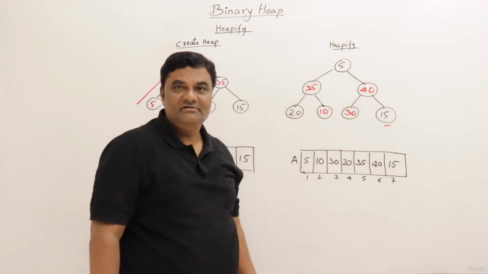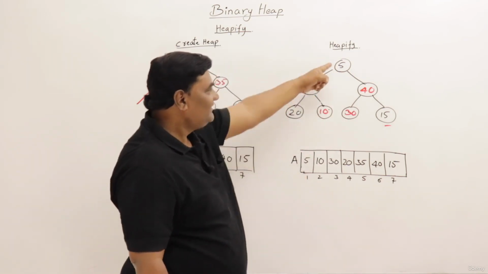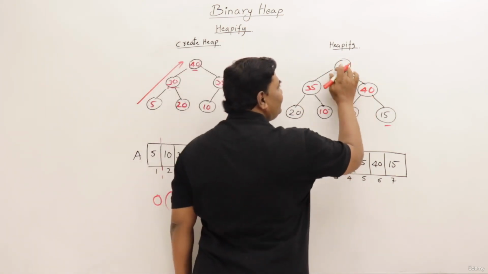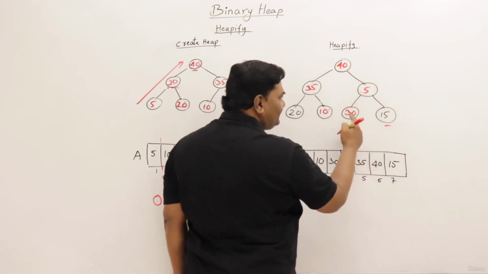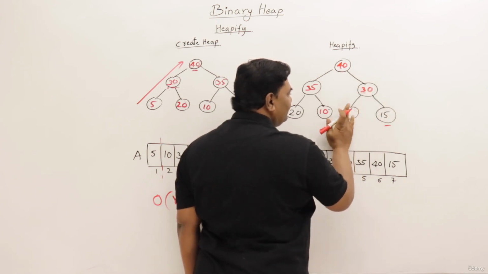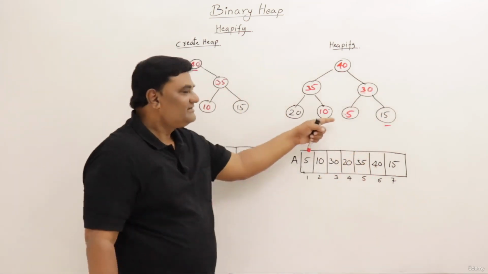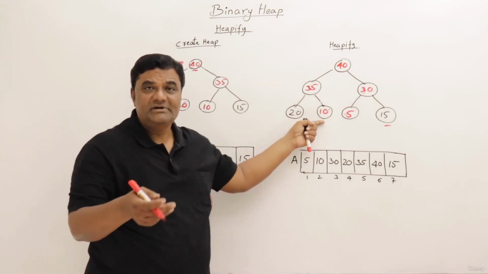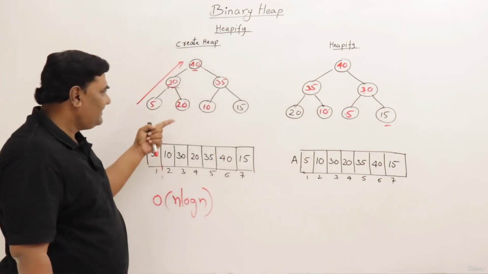Yes, it's a heap. Then go to this element, the very first element. Check with the children. This child is greater. So send 40 up and 5 down. Then compare with the children. Send 30 up and bring 5 down. That's all. This is a max heap. Max heap. How many adjustments? Very few adjustments I have done. Here a lot of adjustments I did.